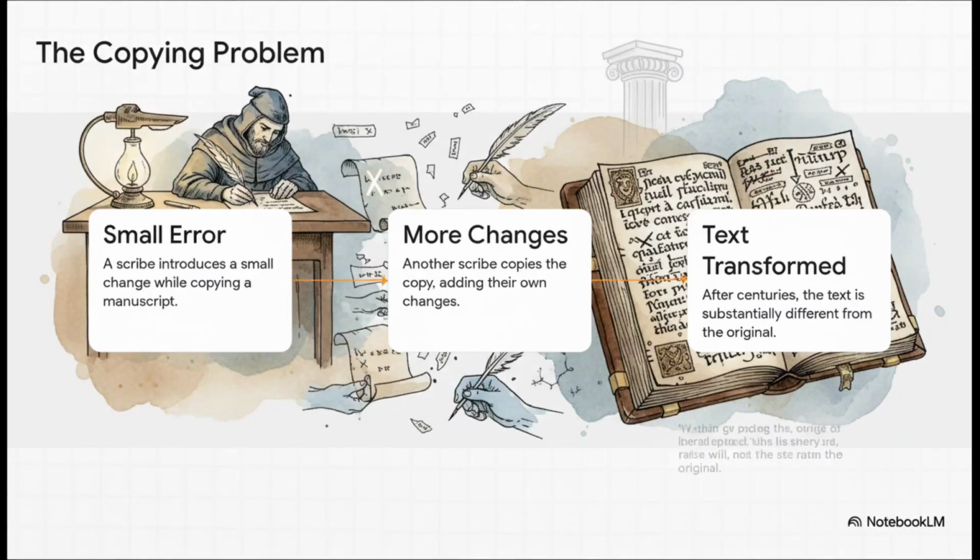And here's how it all snowballs. One tiny mistake by one scribe, not a huge deal. But then, 100 years later, someone copies that copy, and maybe they add their own little unintentional changes. A century after that, it happens again. It's like a game of telephone, but across generations. After a few hundred years, the version they're working with could look way different from what the author originally wrote.